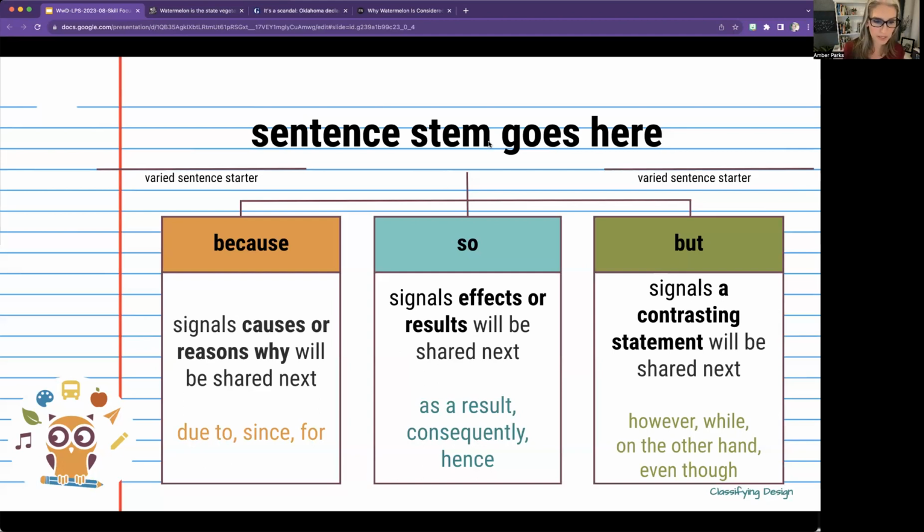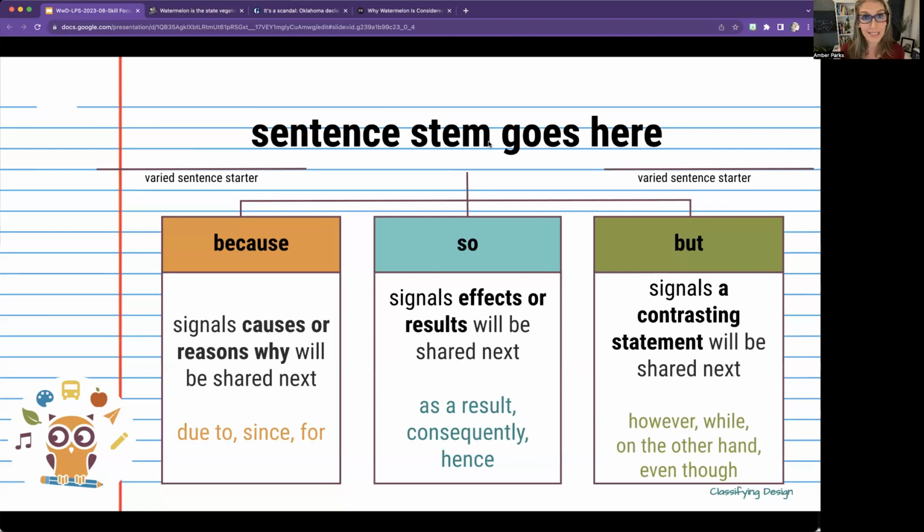I do have 3 down below that are just synonyms for because, that if students want to vary their sentence, not using the word because, they could say due to or since or for. For is a little bit tricky. That's why I have it as the last one, but it does make for a really complex and interesting sentence structure and just a more sophisticated sounding sentence. But as we're getting started, because is just fine to use.